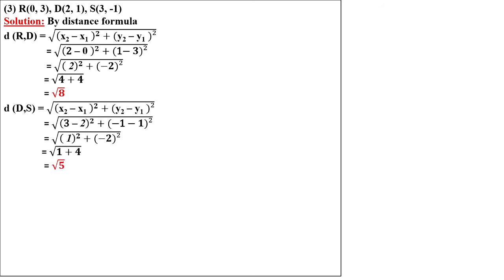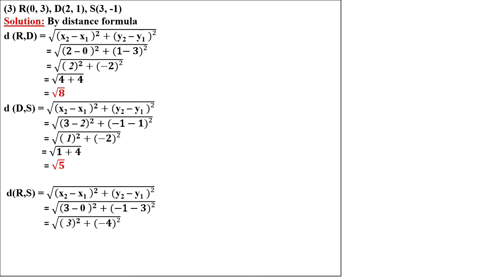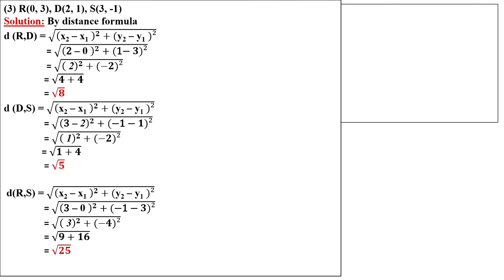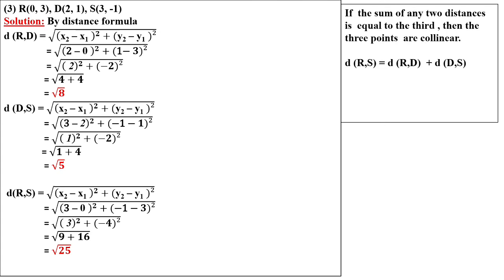Now we'll find the distance of RS. Substitute the values: 3 minus 0 and minus 1 minus 3. 3 minus 0 we get 3, minus minus plus 1 plus 3 is minus 4. Now the square of 3 is 9, the square of minus 4 is 16, totally it became 25. Now we'll substitute in the formula. RS is the biggest one, so RS should equal the distance RD plus the distance DS. Under root 8 and under root 5 are there. 8 plus 5 is 13 only, which is not equal. So we can say points R, D, S are not collinear.